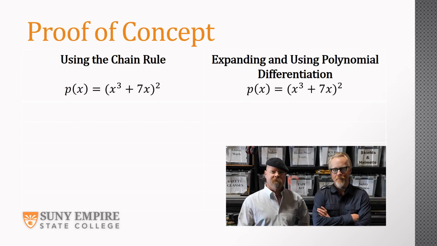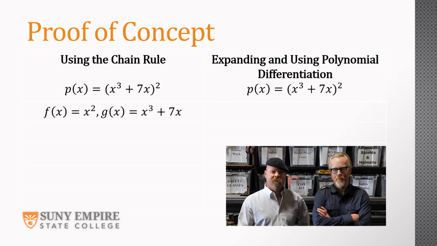Suppose we want to find the derivative of the function p of x equal to the quantity x cubed plus 7x, squared. We will first use the chain rule to find this derivative. Then, as a proof of concept, we will expand the polynomial and use the rule for finding the derivative of polynomials. To use the chain rule, we need to have a composition of functions. It helps to identify the outside and inside functions.